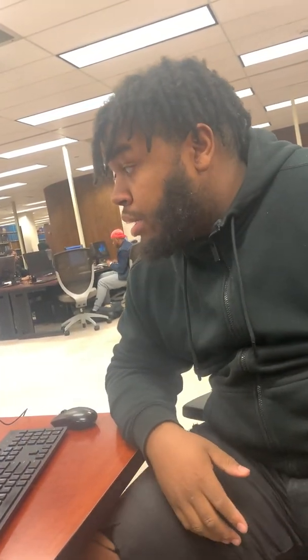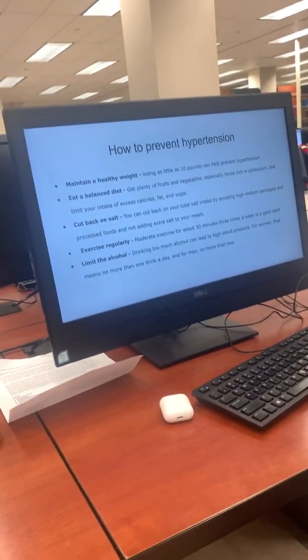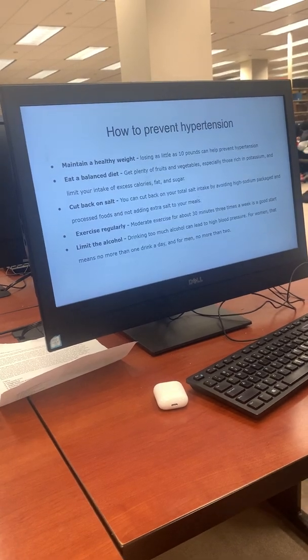How to prevent hypertension. Maintain a healthy weight. Losing as little as 10 pounds can help prevent hypertension. Eat a balanced diet, getting plenty of fruits and vegetables, especially those rich in potassium, and limit your intake of excess calories, fat, and sugar. Cut back on salt.